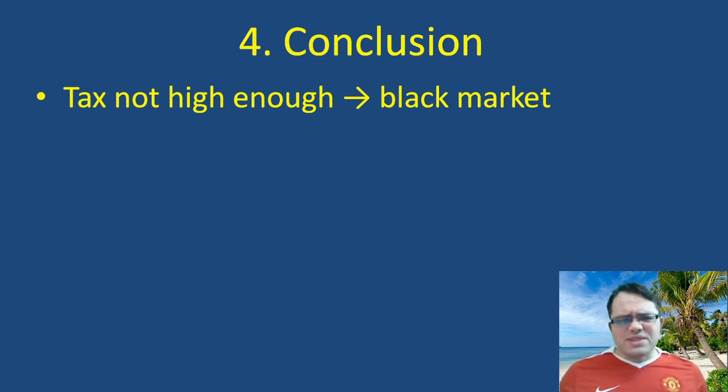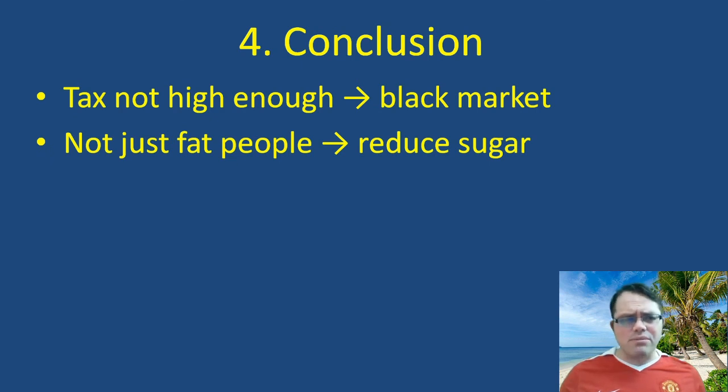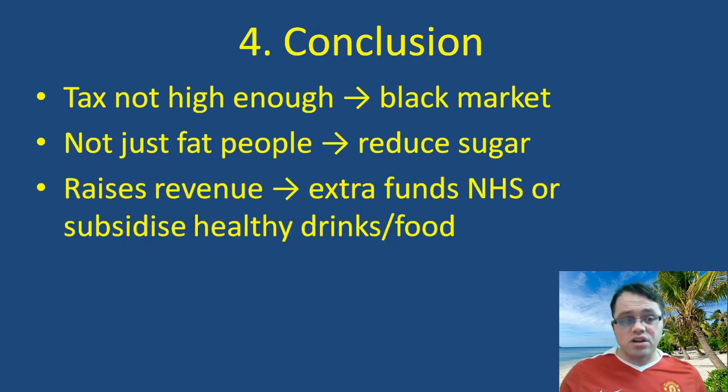Also, we can say a 20% tax is not going to be high enough for a black market. You're not at cigarette and alcohol levels, so you're unlikely to get that much of a black market. Also, you could say it's not just fat people who get ill because of sugar. High sugar intake in general is bad for lots of different reasons, even if you're not overweight. So reducing sugar for light, moderate, and heavy drinkers is probably a good idea. Again, what we're doing is responding to the composition of consumption argument.